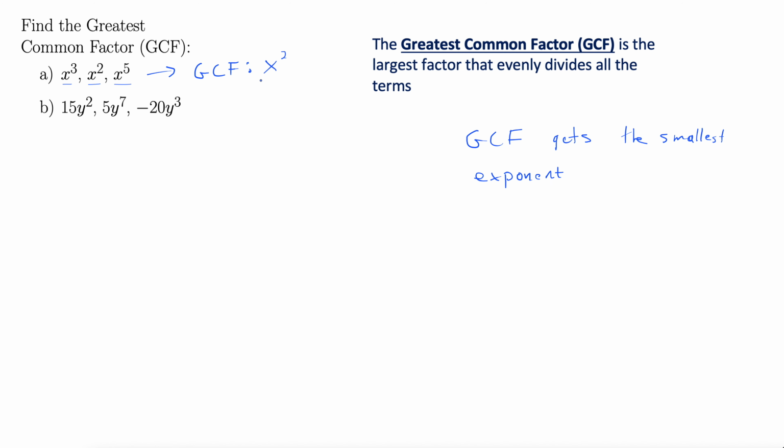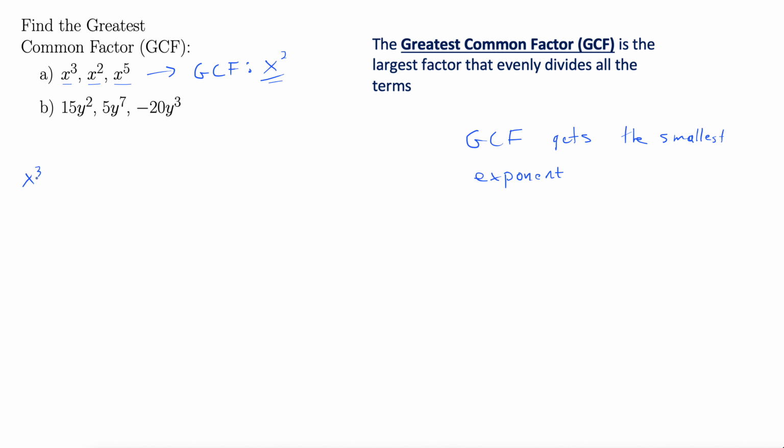x squared. Why? Well, if we did anything larger, say we did x cubed, the GCF by definition is the largest factor that evenly divides all the other terms. So if we chose x cubed, that wouldn't divide x squared. But we can divide all of these other terms by x squared, right?